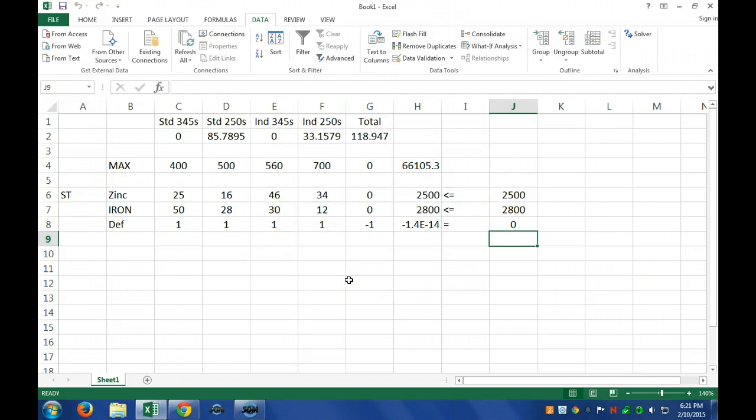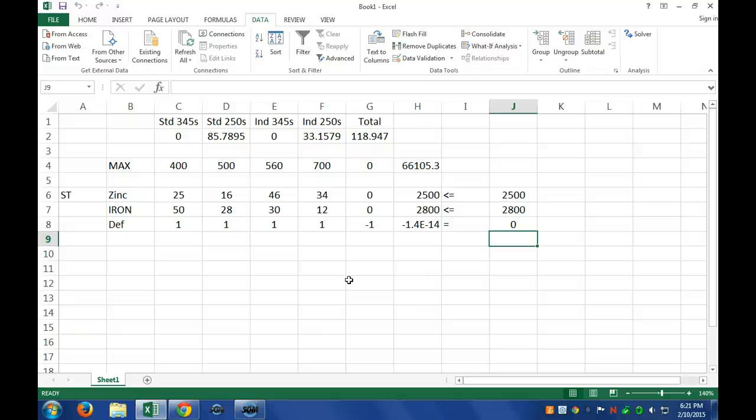All right, so at this point, we have a solution. Now, I didn't add all my other constraints, but we have a solution, okay? It says if this was the only thing I was dealing with, we'd make 85.78 250s standard and 33.15 250s industrial, and we'd have 118 units roughly, and we'd make $66,000.